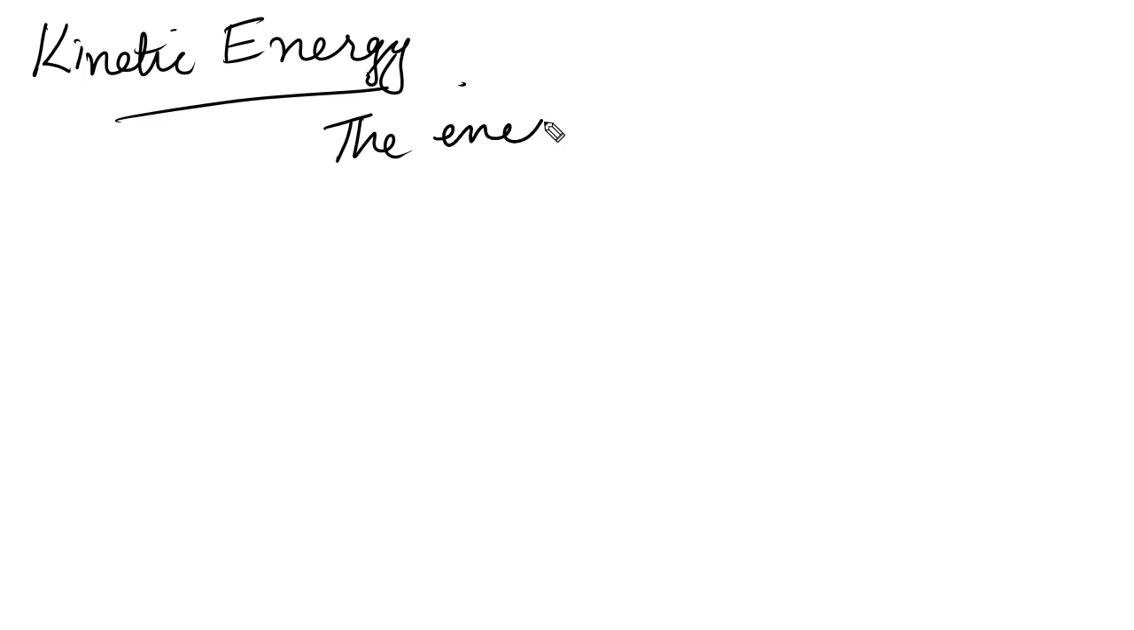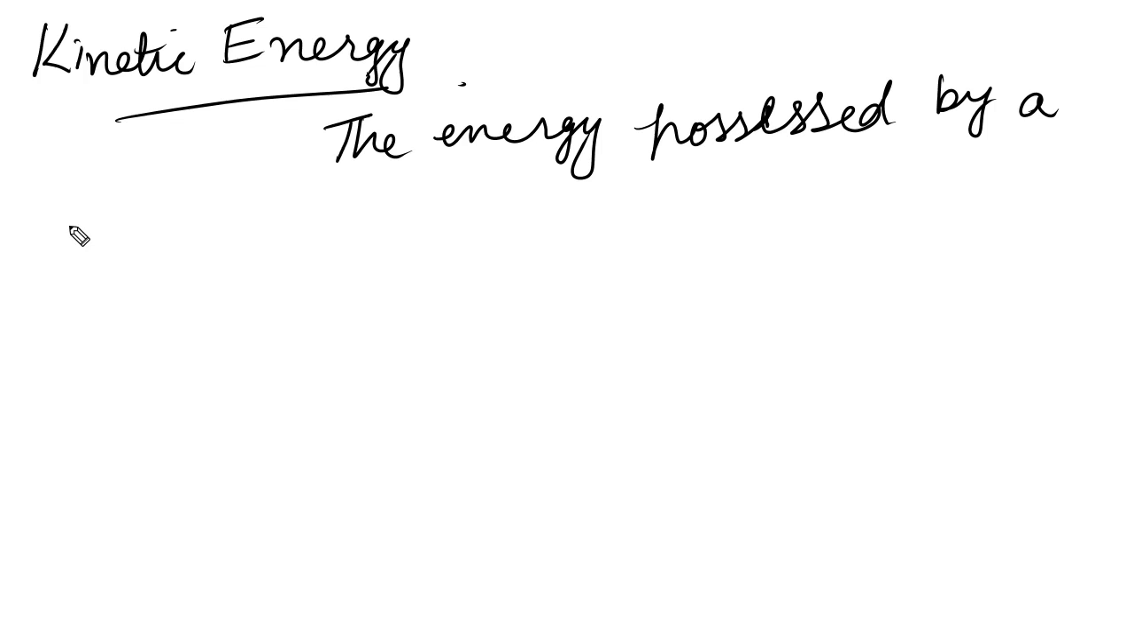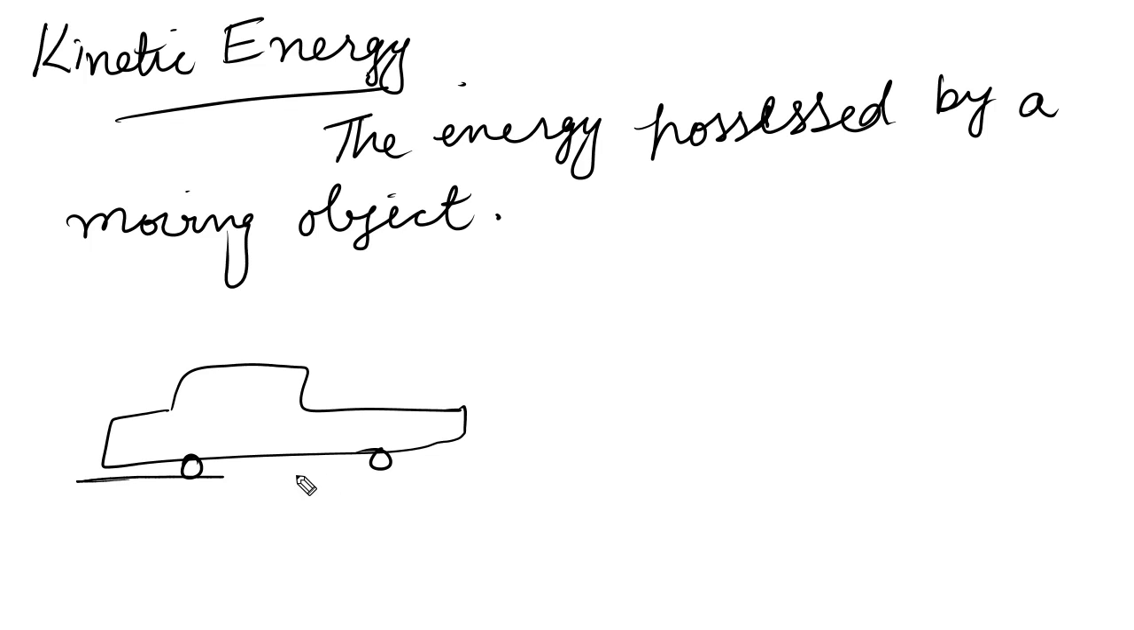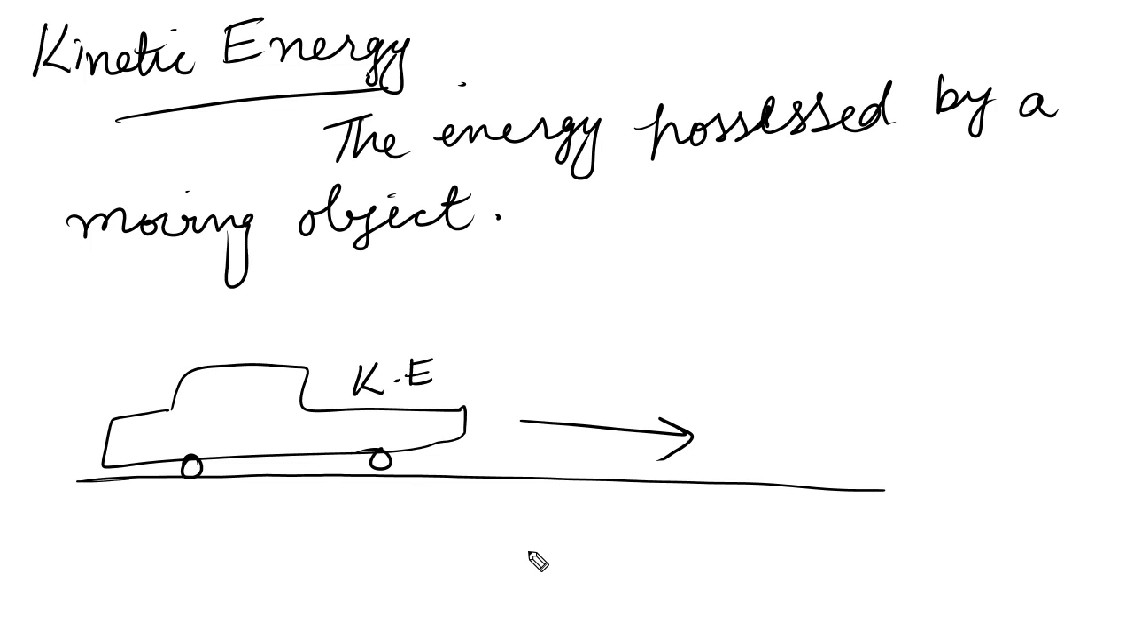So, kinetic energy. Let's define kinetic energy first. The energy possessed by a moving object is called the kinetic energy. Let's suppose there's a car and it is moving on the road. So the energy that is being stored in this car is the kinetic energy. We represent it with KE.